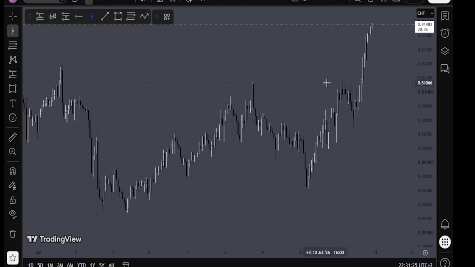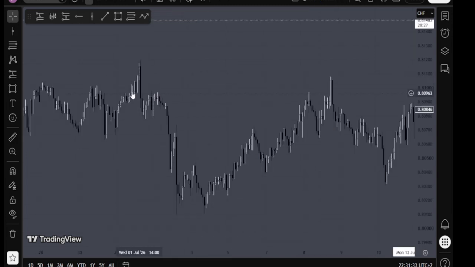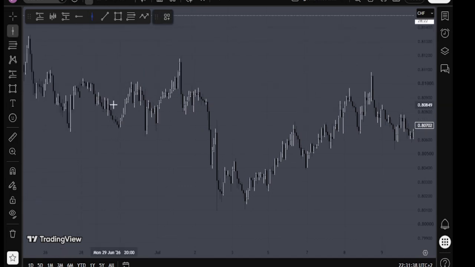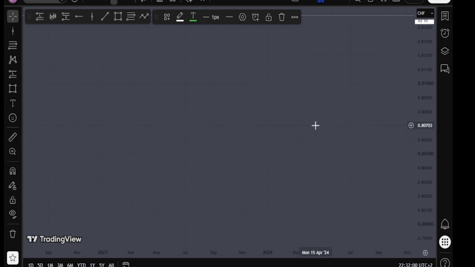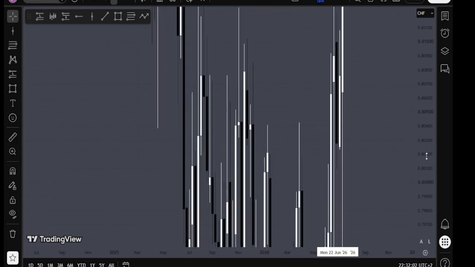So let me just separate this accordingly. This is a new week right here, and this is the previous week. Let's separate everything. We're going to be using either the 1 hour or the 30-minute time frame. Right now I'm on the 1 hour. Let me make it simple. The currency pair I'm on is USD CHF.